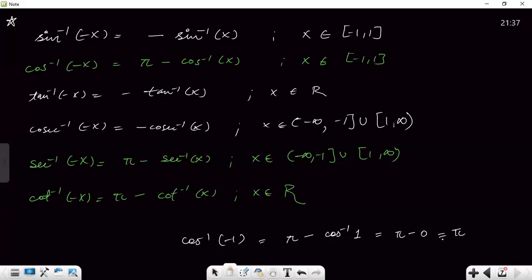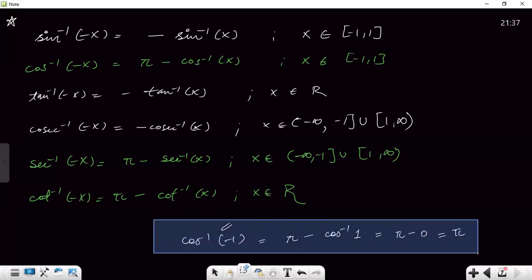So cos of pi, we'll get minus 1. This is what the function is trying to say, which is actually the truth. So hence, this is how we can use the property. Clear? Is this clear or not? Clear, sir.